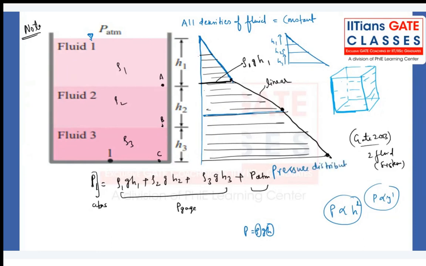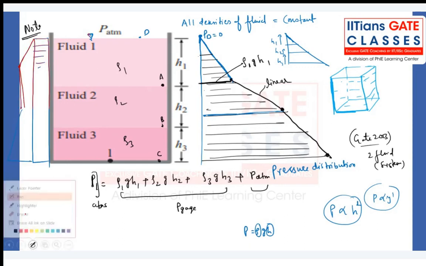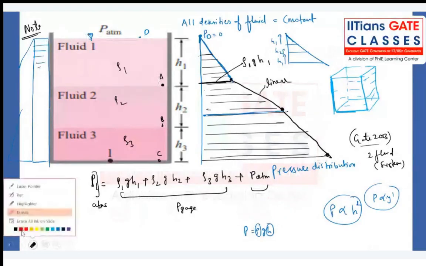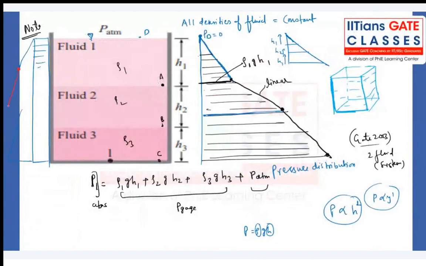But that is not the correct pressure distribution, guys, because there cannot be zero pressure exactly at the point D. P_D looks like zero pressure, but that is not true. P_atm is there, right? So at least we will have the variation something like this. P_atm will be there, and then the variations can be like this. It depends on the space available right now. Apart from that, P_atm will also be there.